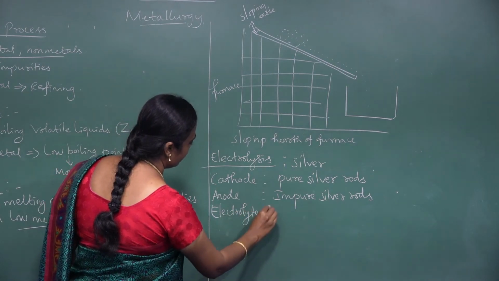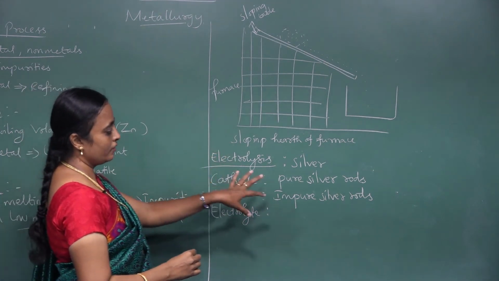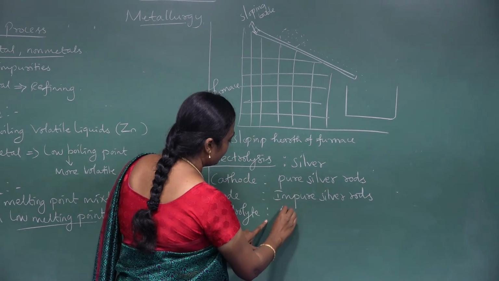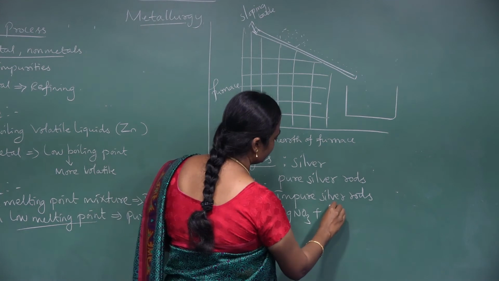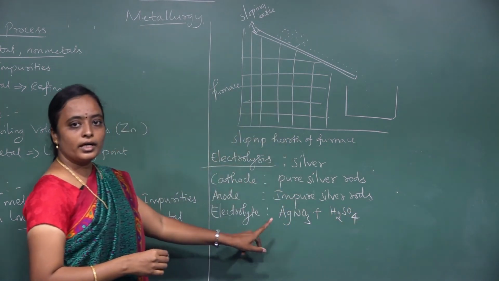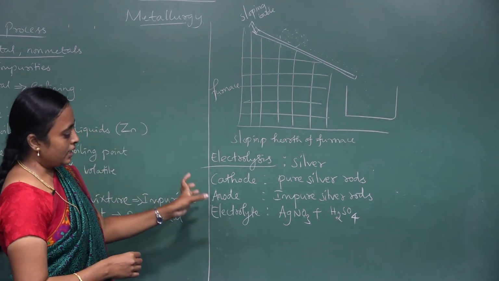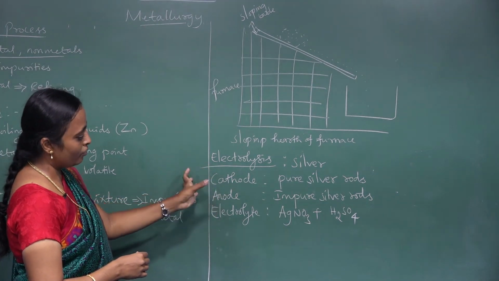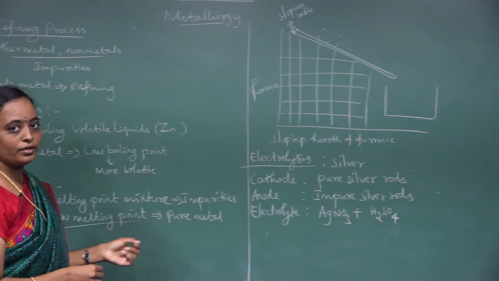Usually the electrolyte consists of a salt of a particular metal. Here I am taking silver, so I have to take silver nitrate that has to be acidified with sulfuric acid, and that is considered the electrolyte solution. So cathode, anode and electrolyte. We connect them in an electric circuit and a process takes place, electrolysis. What is the process? Just we are going to see.